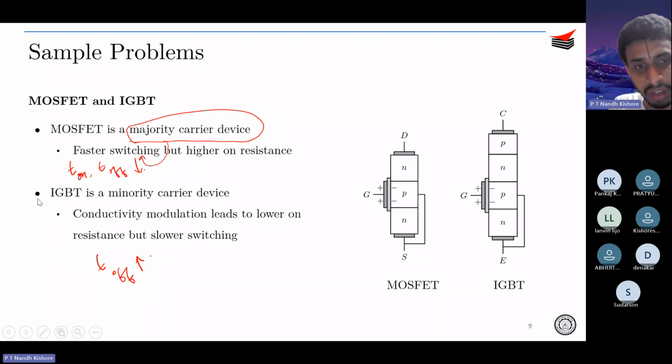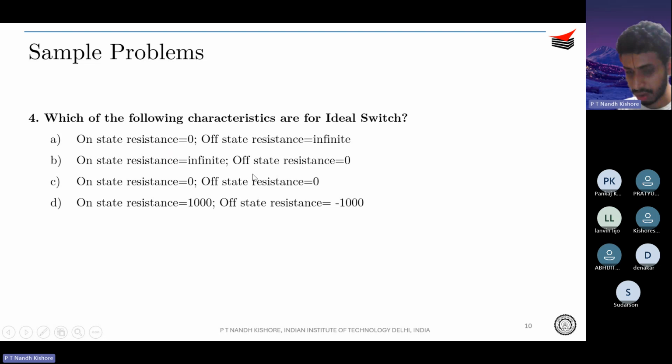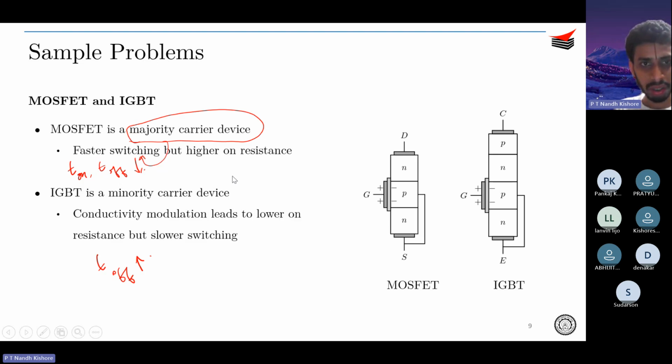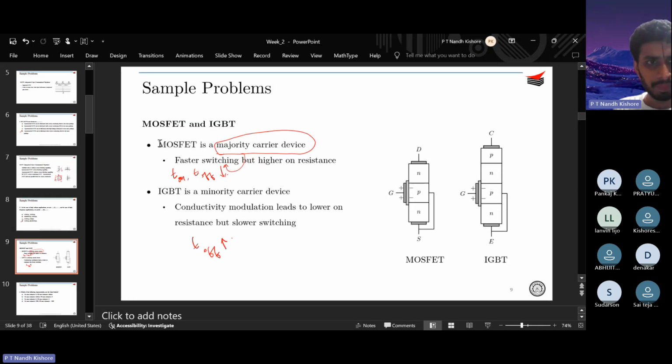However, because of this particular property, conductivity modulation, you can actually use it for very high voltage or high power applications. The reason is that because of conductivity modulation in minority carrier devices, the losses in the on state are very low compared to MOSFETs. Why? The reason is, let me explain over here.